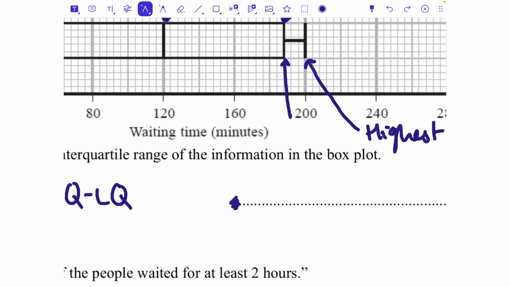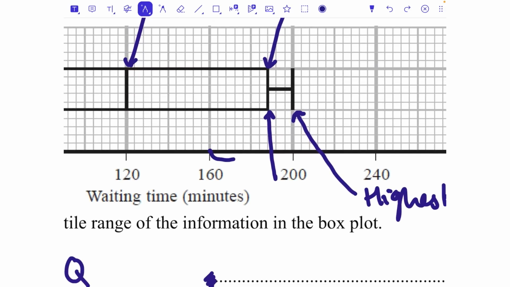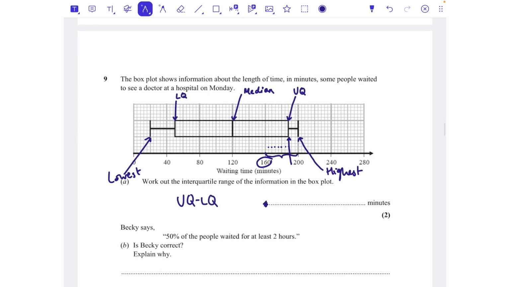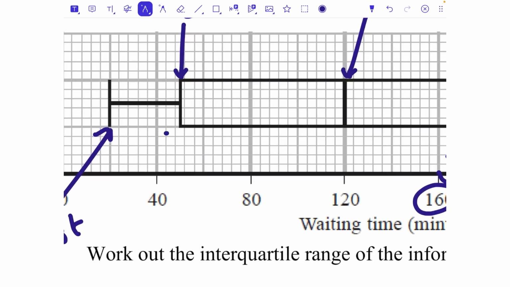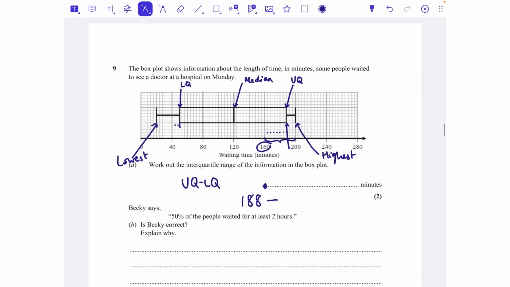Right, this is going to take some closer inspection. So we can see that it's 10 squares to go up 40. From 160 to 200, it's 10 squares and it's gone up 40. That means each square must be 4. So 1, 2, 3, 4, 5, 6, 7 is 28 above 160. So that's 188 for the upper quartile. Subtract, and then down here we know it's going to be 4, 8, and then halfway makes it 10 above 40, so that's going to be 50. 188 minus 50 is 138 for our interquartile range.